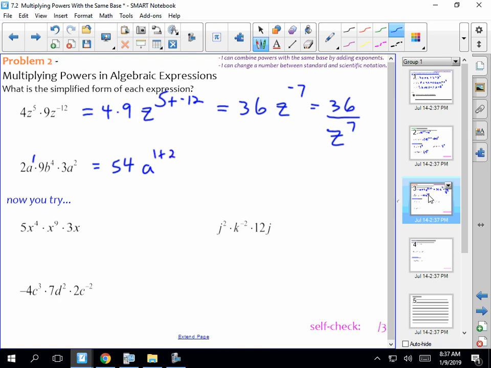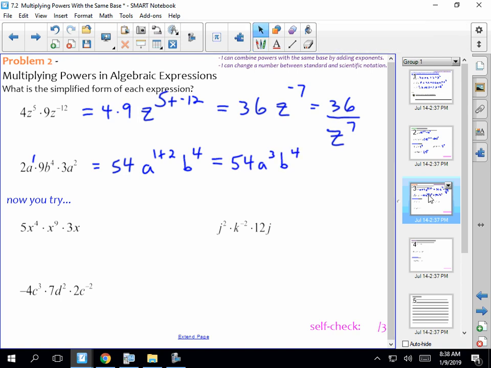And then the b to the 4th, I do not add the 4th power on the b to the powers on the a, because you only add powers when the bases are exactly the same. So my final answer here will be 54, a to the 3rd, b to the 4th. So that's kind of a combination of when you have more than one letter in the problem, only add the powers on the same bases or same letters. If you have numbers out in front of these letters, you're going to multiply those numbers together.